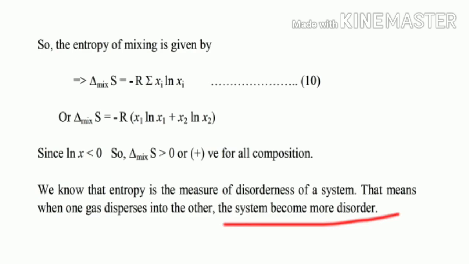We know that entropy is the measure of disorderness of a system. That means when one gas disperses into the other, the system becomes more disordered, and hence the entropy of mixing is always greater than 0. Is it clear?